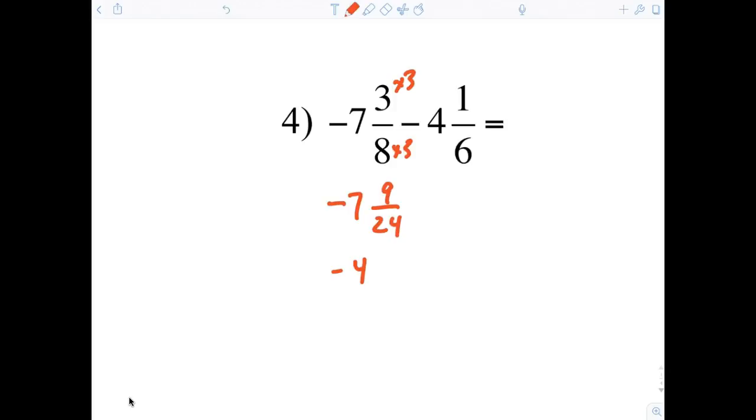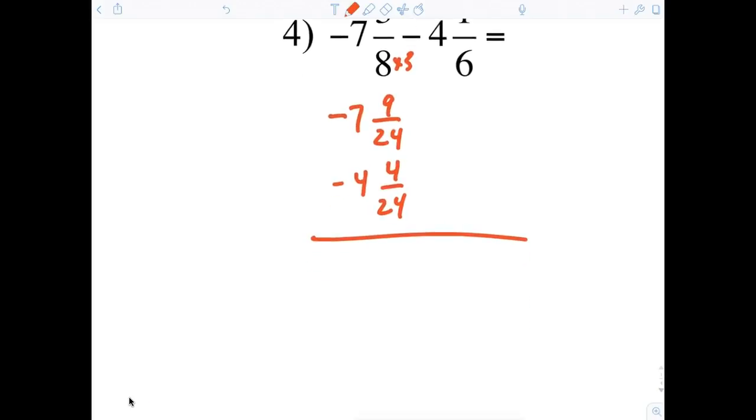All right. Here we go. So now we got 4 over 24. Now this is what we talked about earlier. You have to remember, am I adding them or am I subtracting them? Adding. You're adding them, correct? Yeah. So what's 7 plus 4? 11.